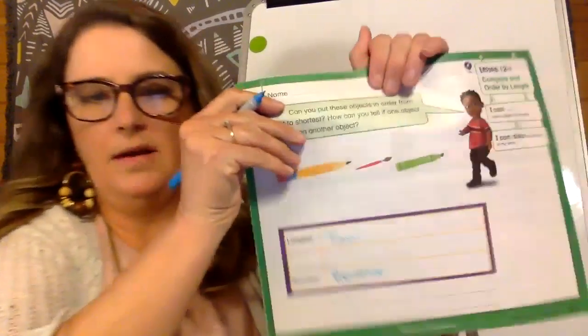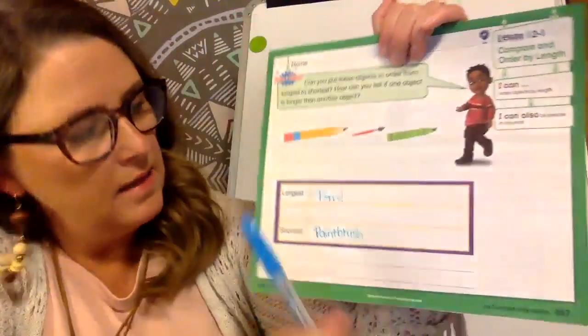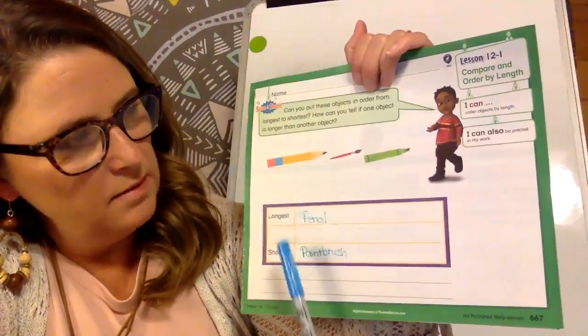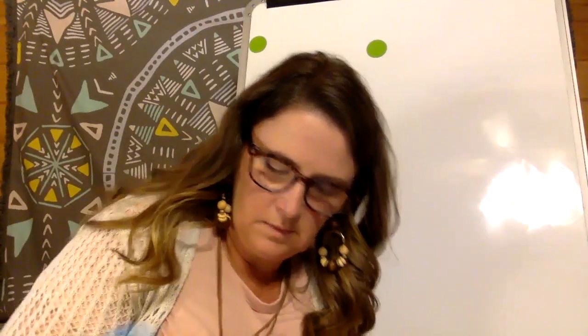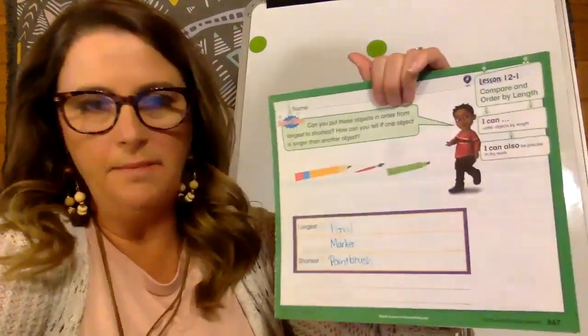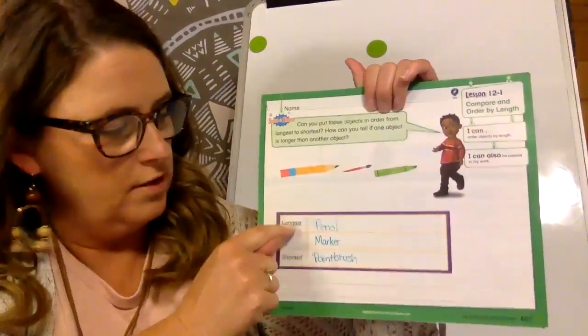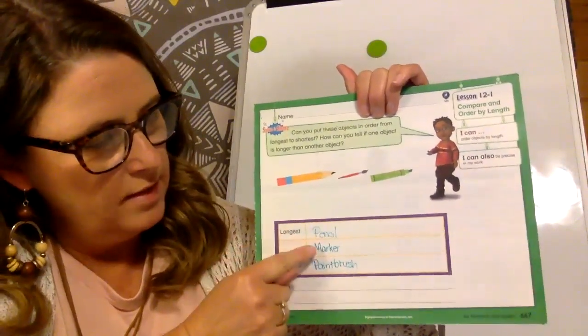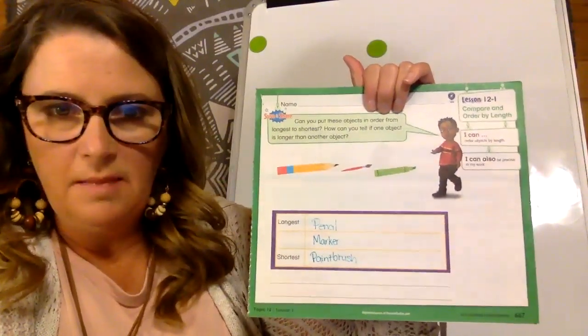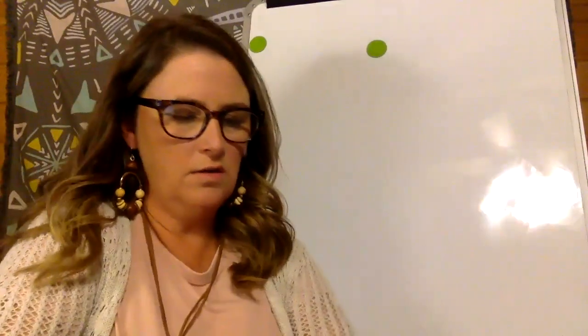Okay, so right now your paper should look like this. And then that leaves us one thing to put in the middle, and that would be the marker. So now we compared, we looked at them to see, and we ordered them from the longest to the shortest. So we start out with the pencil, then the marker, and then the paintbrush. Okay, all right, let's turn to the next page.